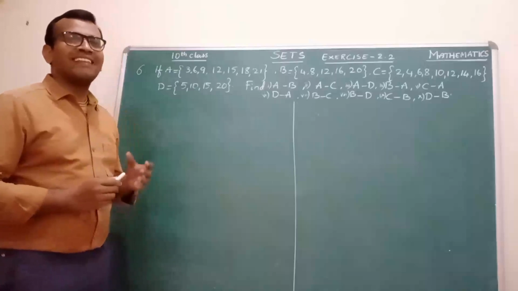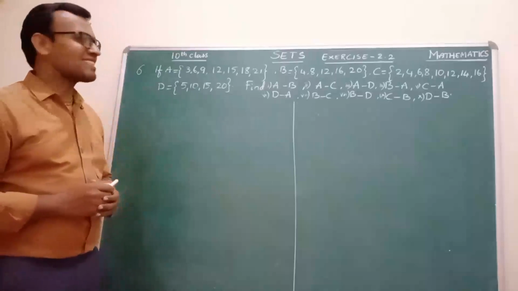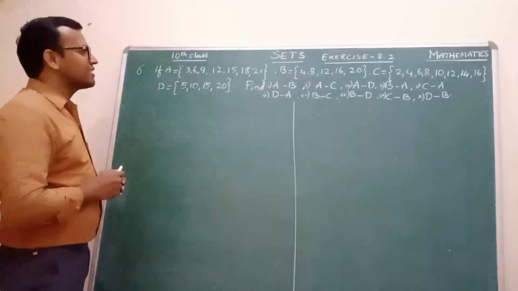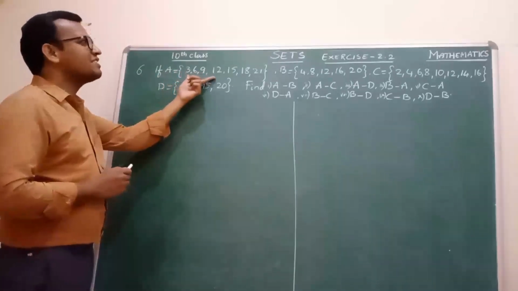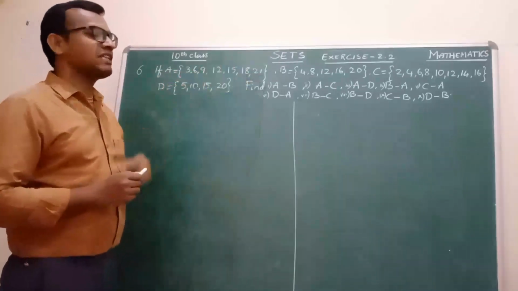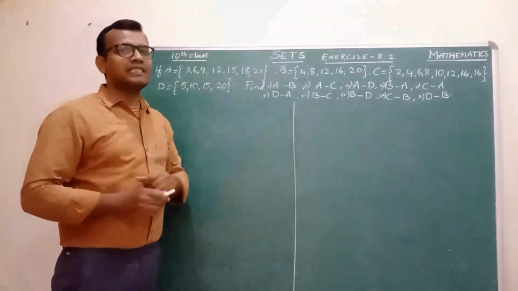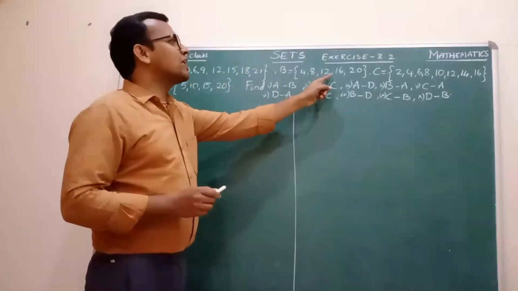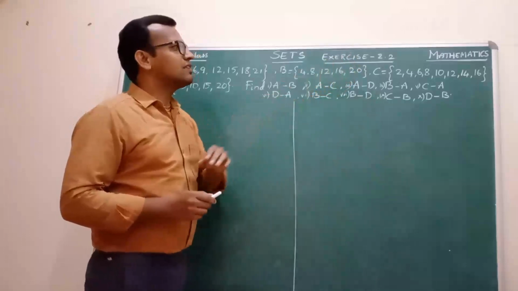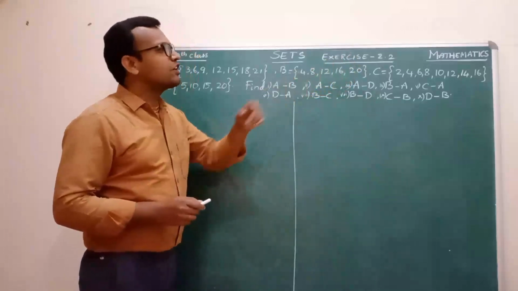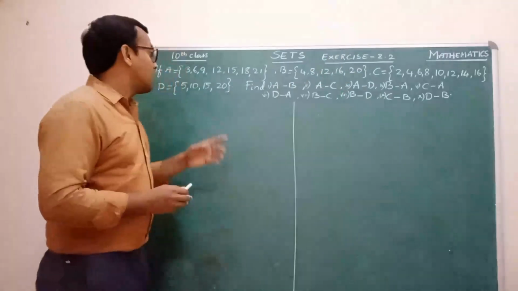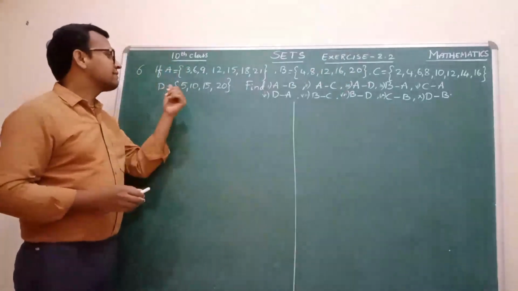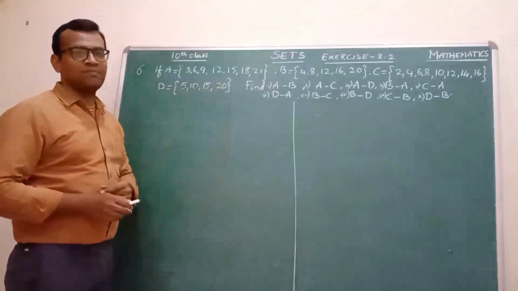Let us solve the sixth problem from this exercise. In this problem, it is given that A is the set of 3, 6, 9, 12, 15, 18 and 21. B is the set of 4, 8, 12, 16, 20 and C is equal to the set of 2, 4, 6, 8, 10, 12, 14 and 16. And of course, D is equal to the set of 5, 10, 15 and 20.